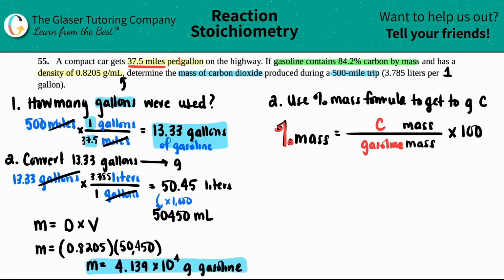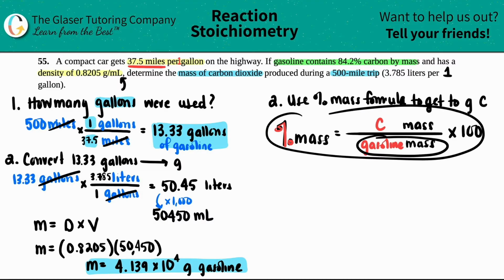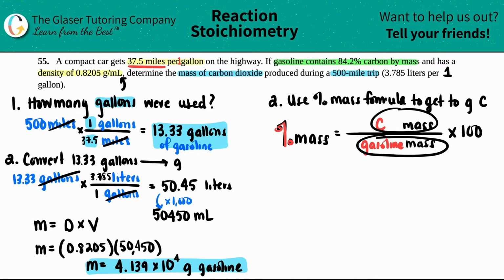Now we have to take this number, and we finally have it in grams. We're still going to use this formula to finally get the mass of the carbon by using this percent mass formula. They told me that I'm at 84.2%, right? So that's going to go here. I just found out that mass of gasoline. This is standard, and I'm going to solve for the carbon. I'm going to say this is number 3.